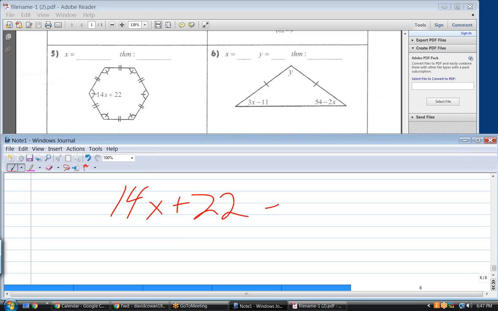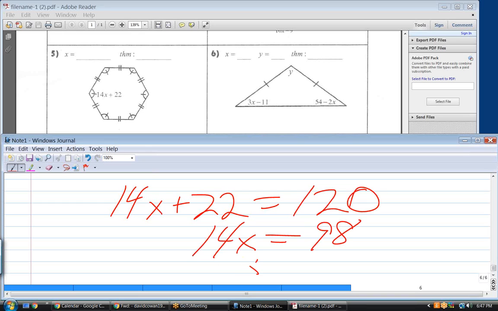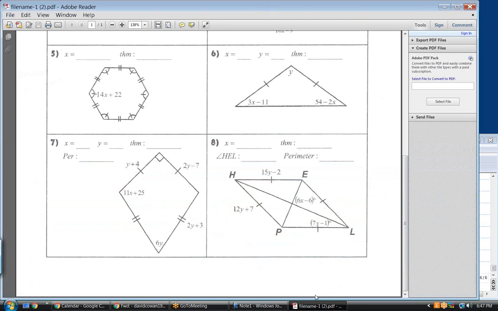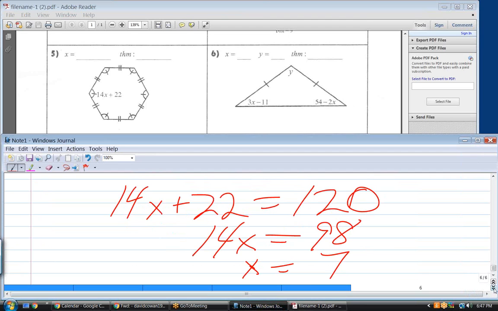14x plus 22 equals what? 14x plus 22 is equal to 120, my bad. Okay. 14x equals 98. X equals 7. Okay. Let's look at number 6.